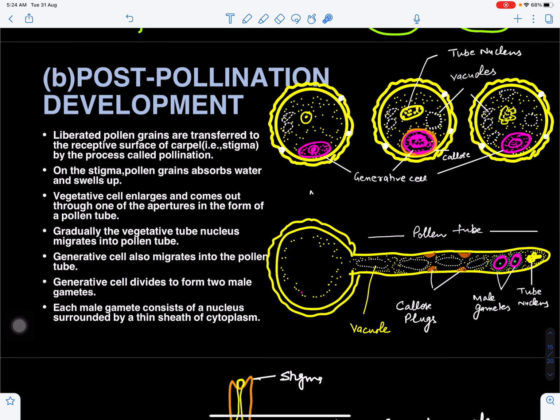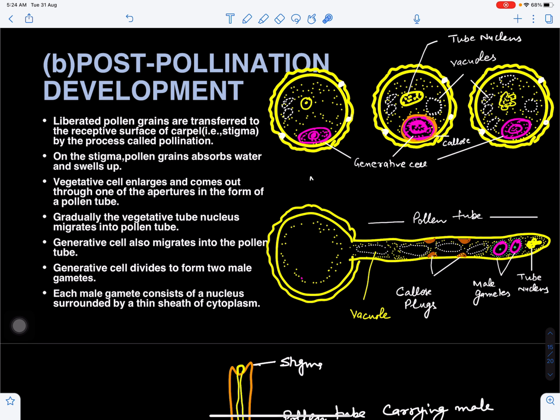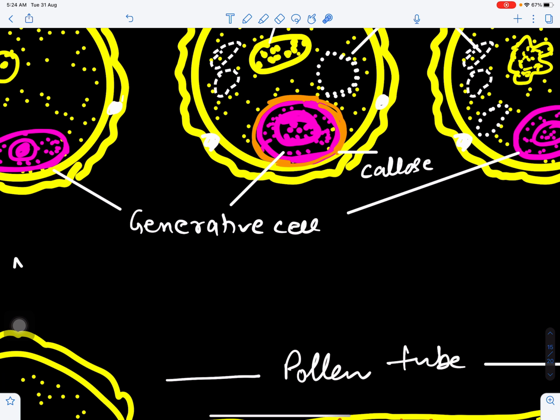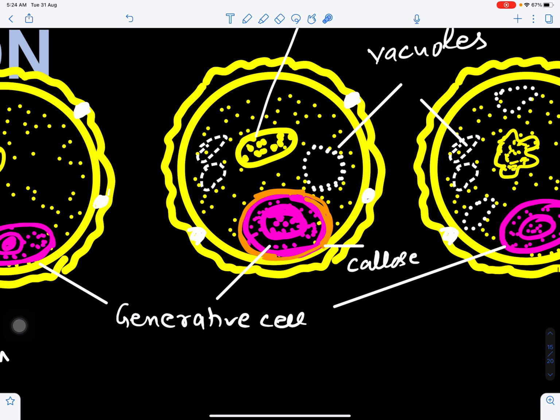Now, when these pollen grains have reached the stigma of the female part of the flower, then it is called post-pollination development. When they fall on the stigma, they start developing further. Say they were liberated at the 2 cell stage, that is, tube nucleus and then generative cell. Now, what will happen? This is the tube nucleus and this is the generative cell. Certain changes will take place. We can see here, there is deposition of callus around this generative cell.